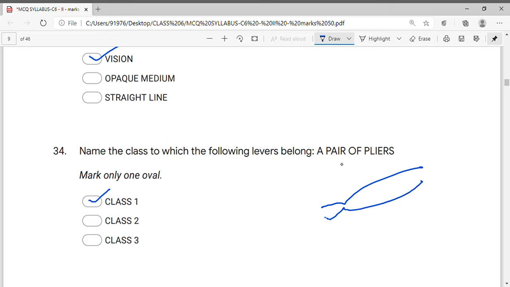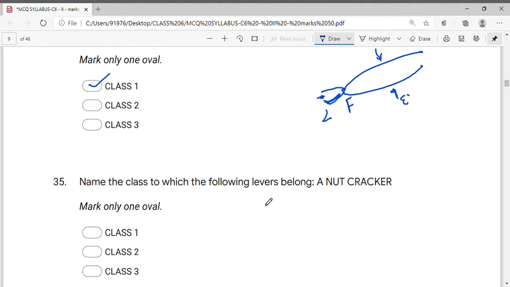I'm so sorry for the diagram. Here you put something, whatever you have to use. Here you will put the effort and here the fulcrum. So where the fulcrum is in between the load and the effort, that is a class 1 lever.